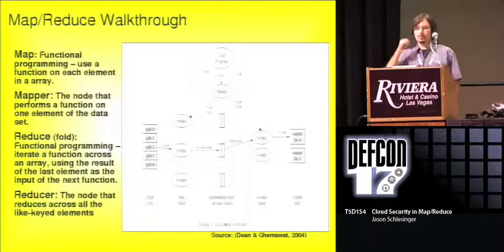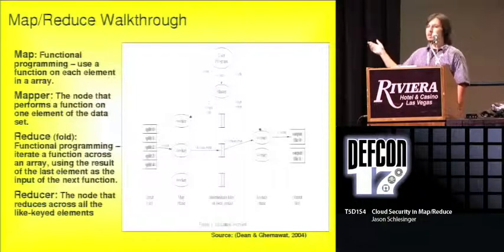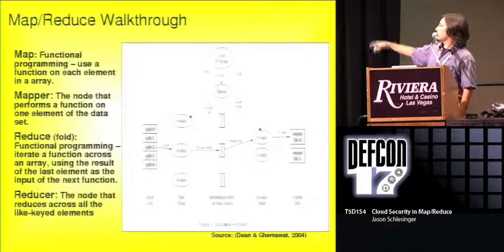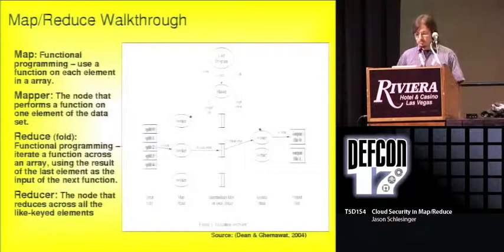Now, a little bit of walkthrough of the terms that I've been using. There's map, which is a functional programming term, which means to use a function on each element in an array. The mapper performs a function on one element of the data set. So in this graphic here, which looks like it's kind of hard to see, the data gets split up, and those workers on the left are the mappers.